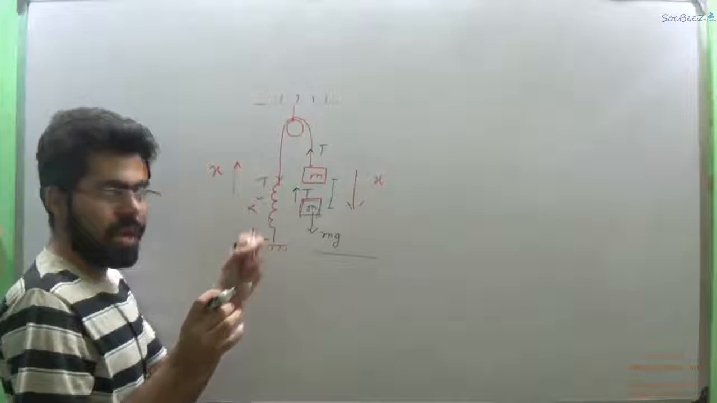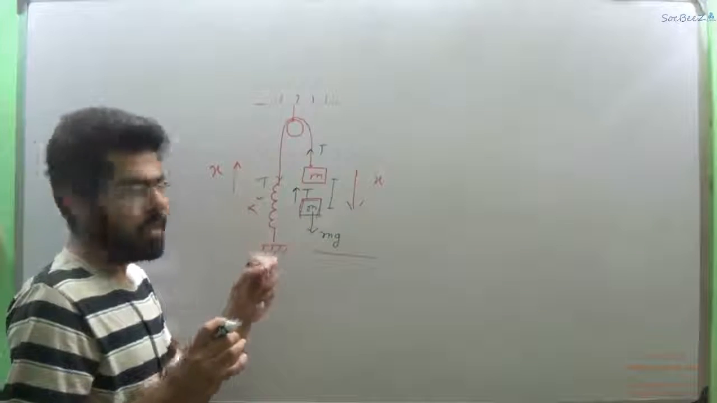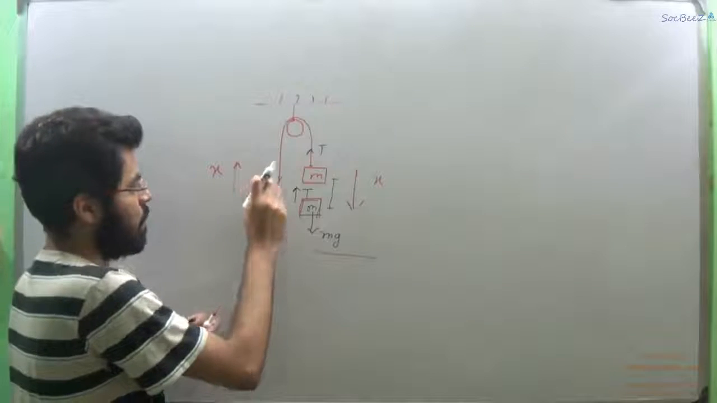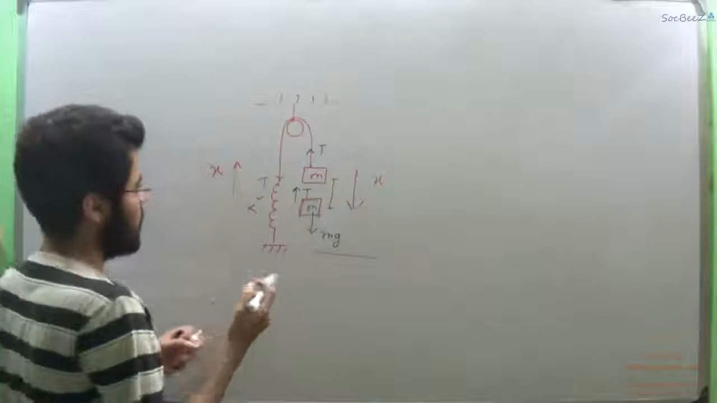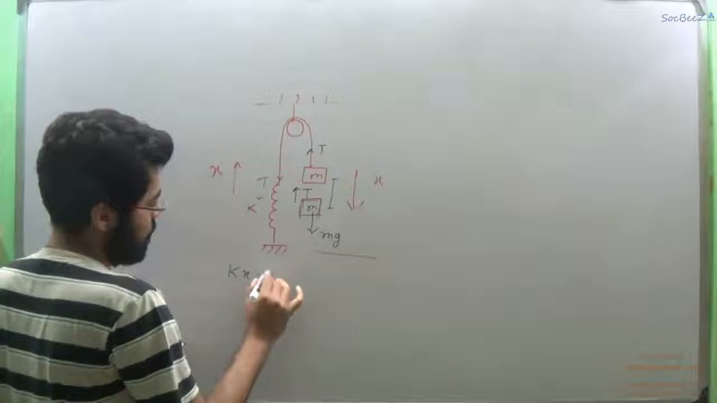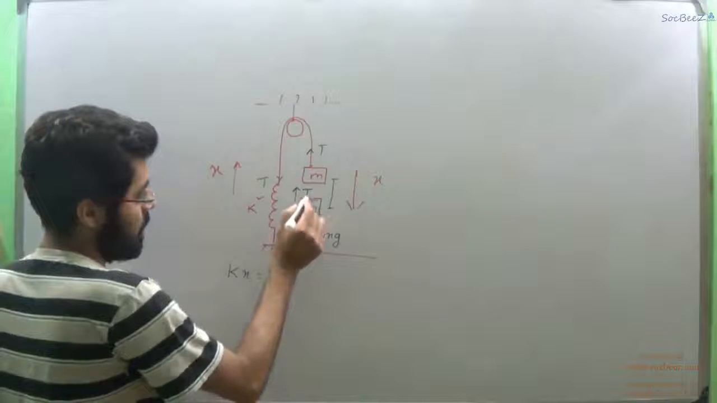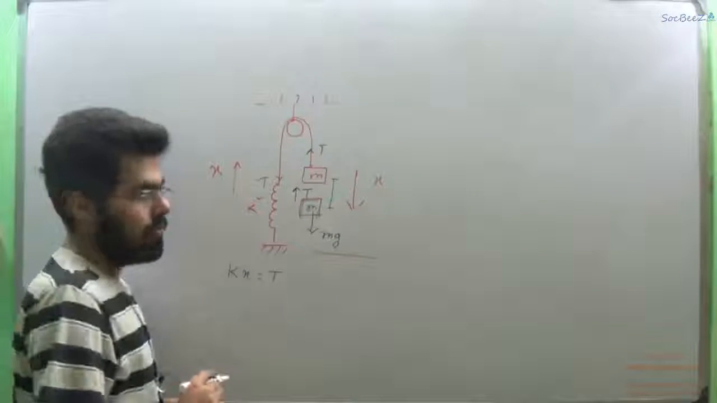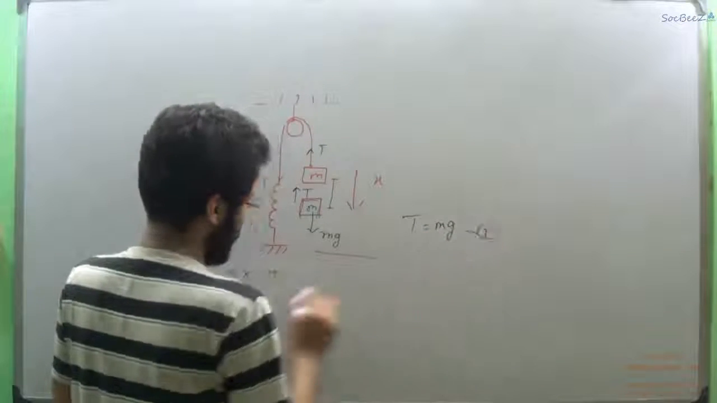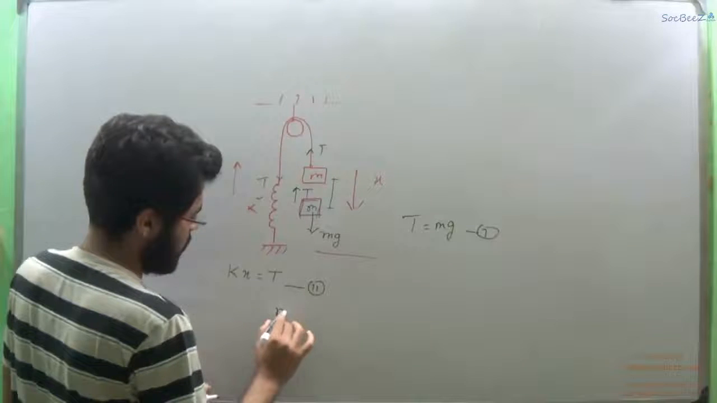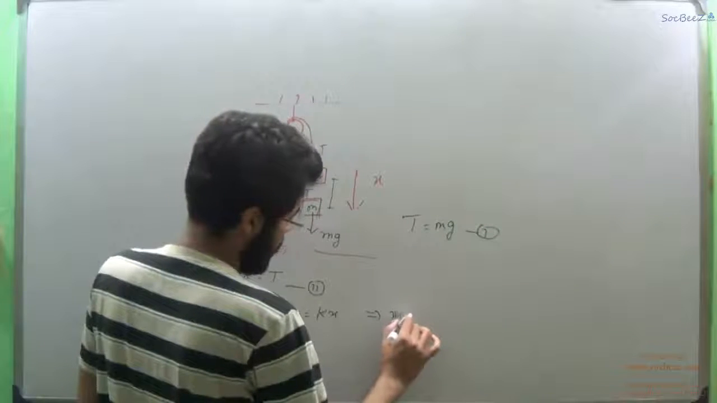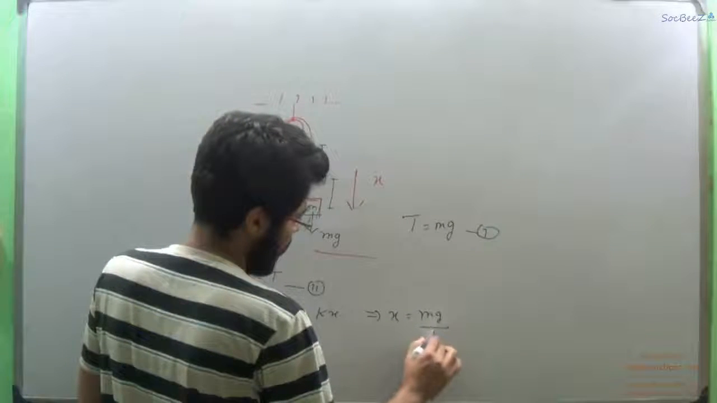because here the spring is getting elongated. So when the spring is getting elongated, it means there is a restoring force in the spring which actually wants it to come back to its natural position. So that restoring force will be kx. So kx will be equal to T. At the point when the net force acting on the block is 0, it means T is equal to mg. From 1 and 2, we can say that mg equals kx. Then at this point, x equals mg by k.